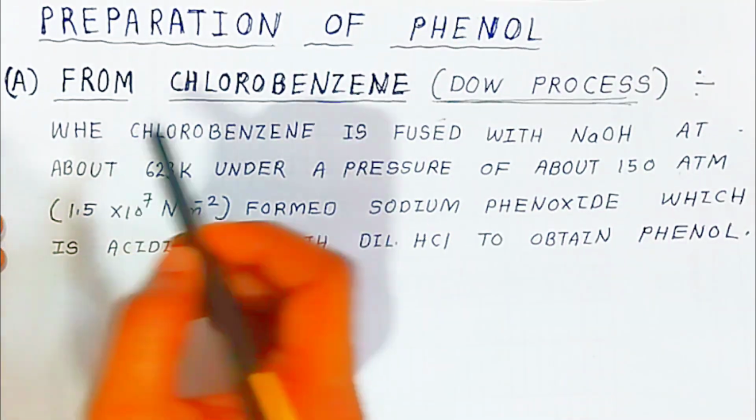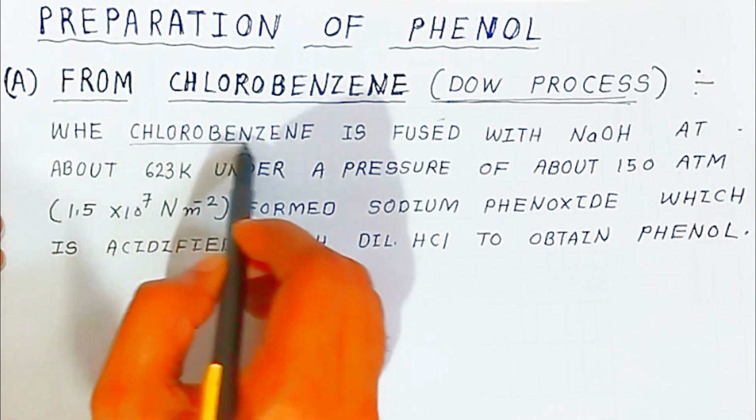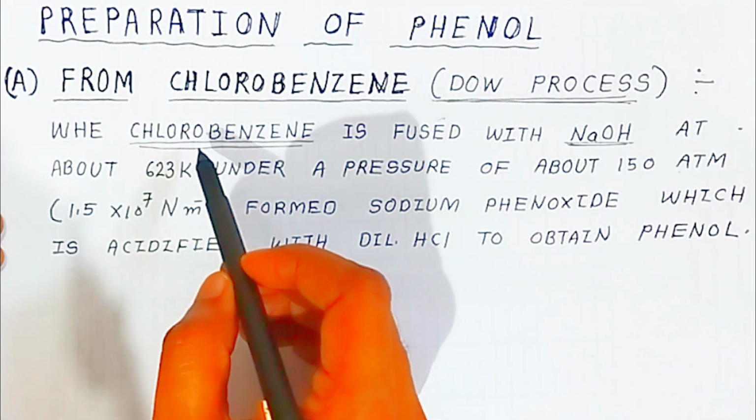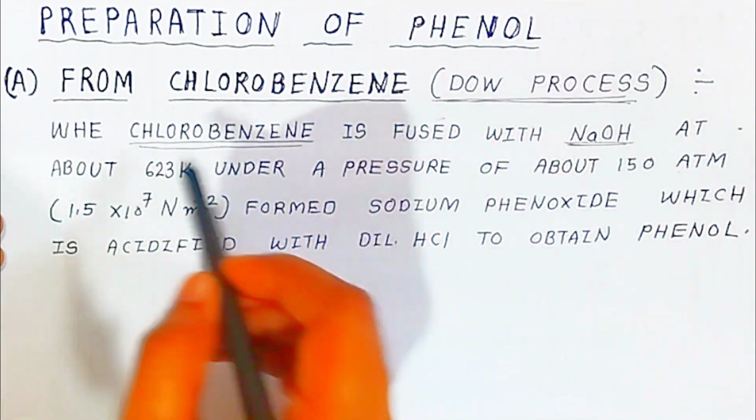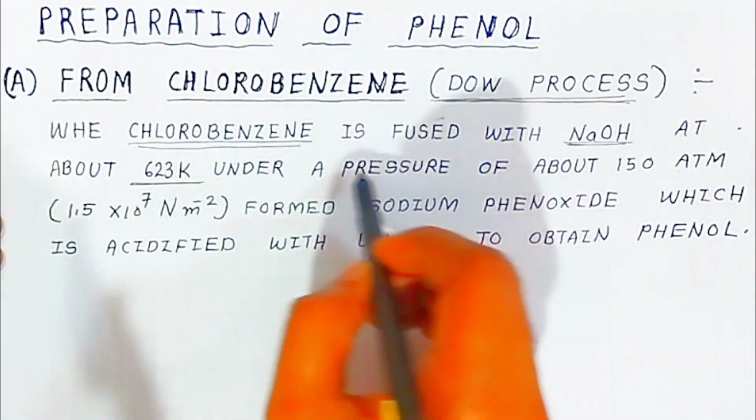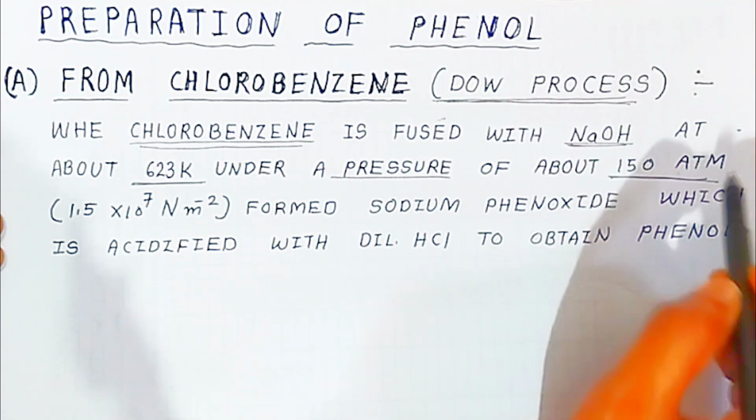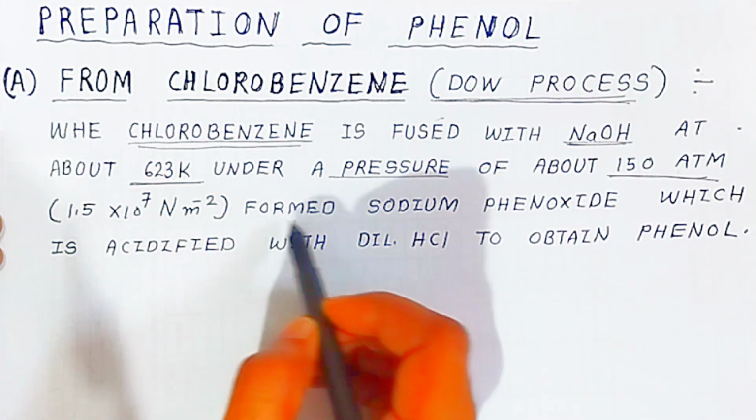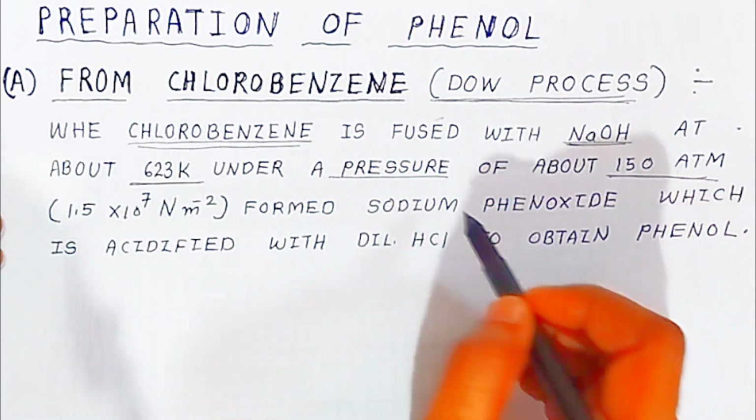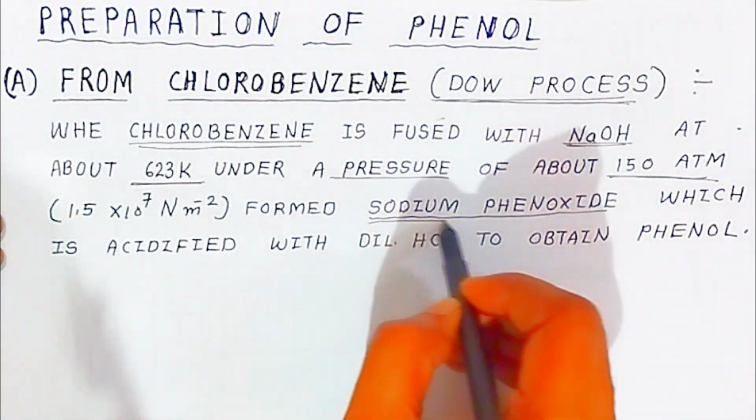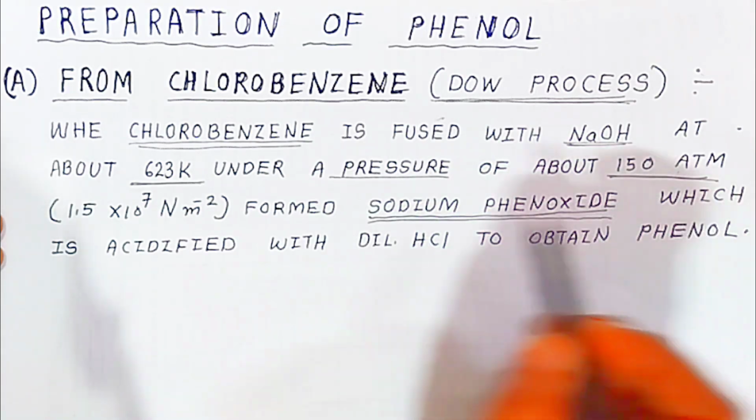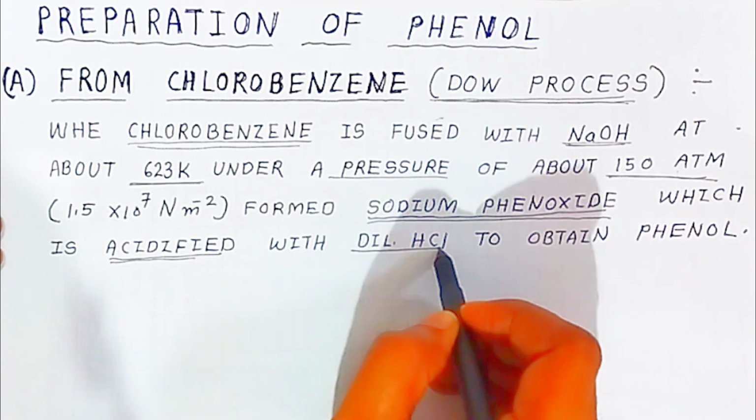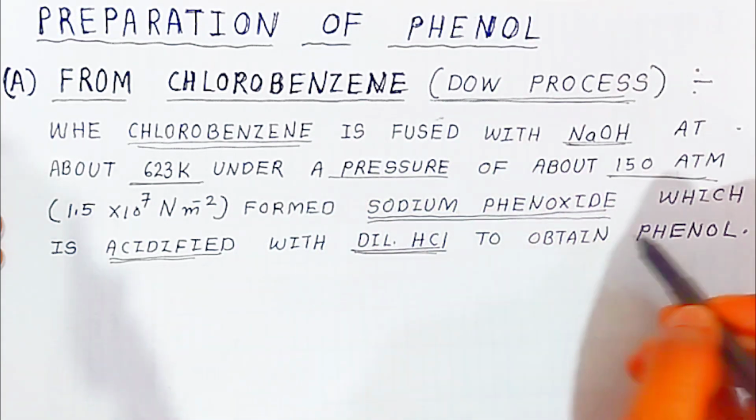Now, how will you prepare it, students? First, you have to take the chlorobenzene and fuse it with NaOH at about 623 Kelvin under a pressure of about 150 atmospheres, that is, 1.5 × 10⁷ Newton per meter square. When it fuses, it forms sodium phenoxide. Very important, students: after fusion it forms sodium phenoxide, which is then acidified. When you acidify sodium phenoxide with dilute acid, that is HCl, you obtain phenol.